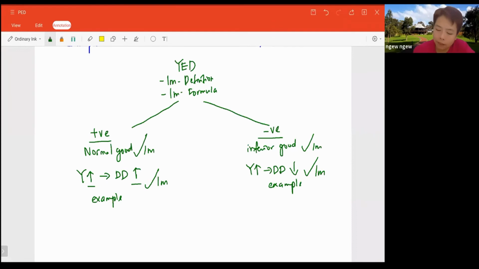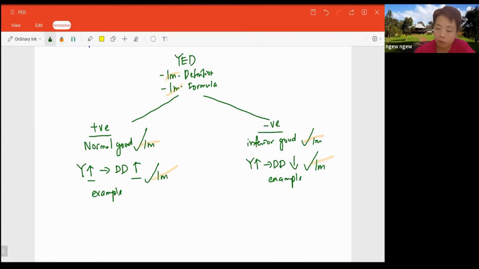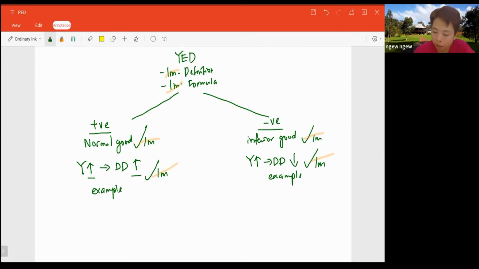Now, we have 6 marks here. Okay, let's count 1, 2, 3, 4, 5, 6. Where are the remaining 2 marks? The remaining 2 marks are given when you break down normal goods into 2 different categories. Under positive YED, we have 2 different categories. We have income elastic, where YED is between 1 and any defined number.